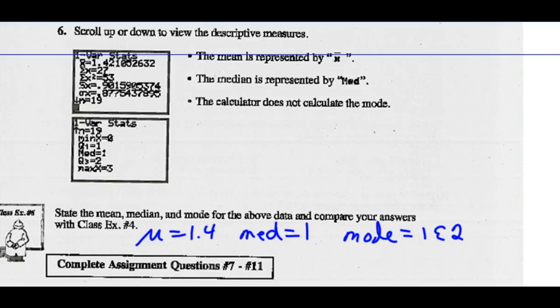All right. You should now be able to do all the questions that you're assigned, from numbers 1 through 11. Away you go.